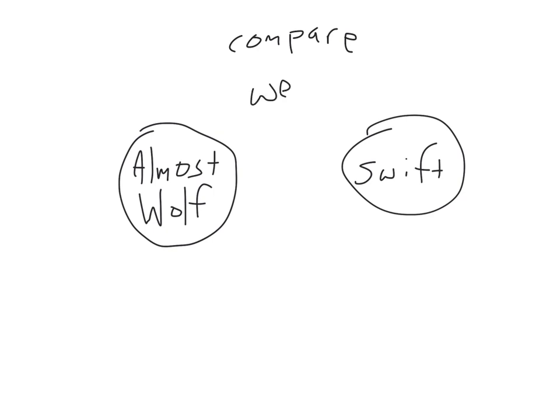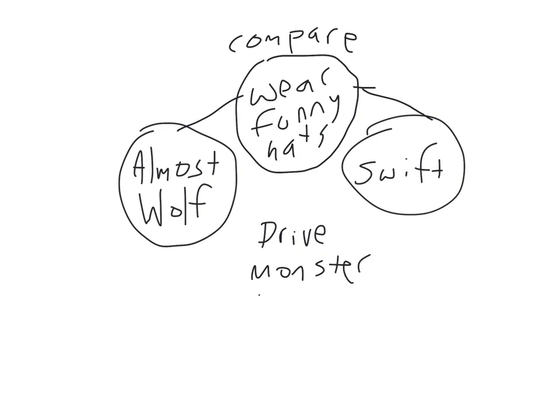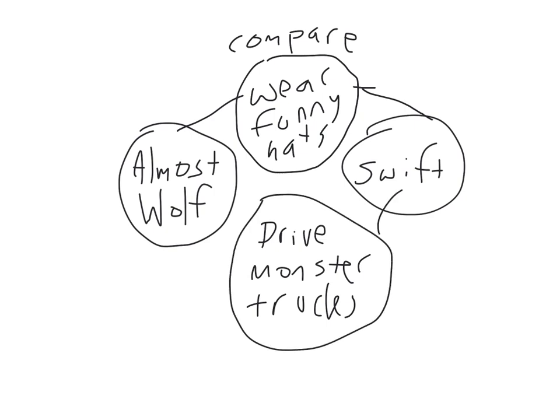As we read, perhaps we're going to find that both characters wear funny hats. If that turns out to be true, then you would write down wear funny hats, put a circle around it, and connect it to both characters if Swift and the Almost Wolf wear funny hats. Perhaps we're also going to learn in this chapter that both the Almost Wolf and Swift drive monster trucks. Well, if that's what it tells you, then you write down drive monster trucks, put a circle around it, connect it to both of them.